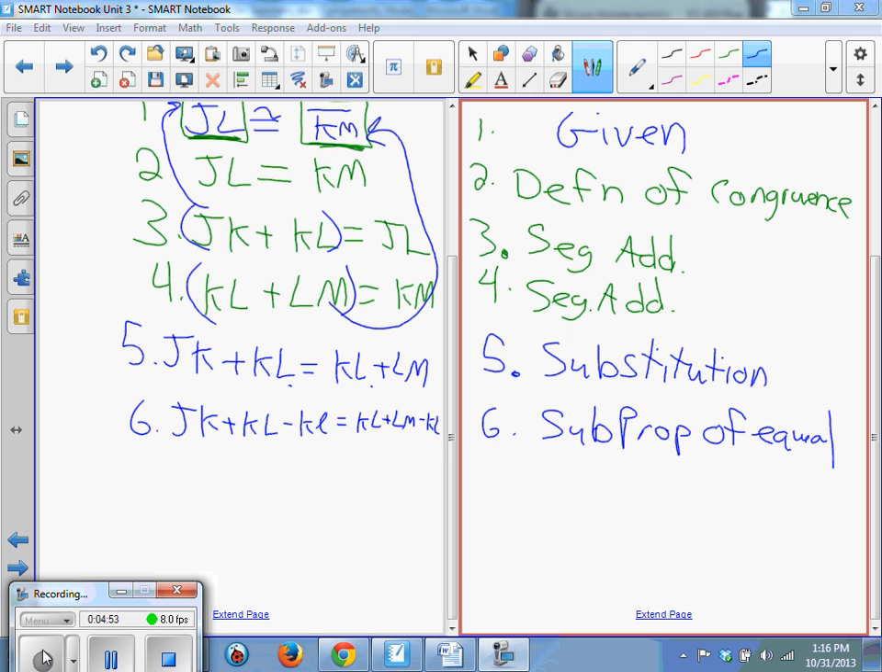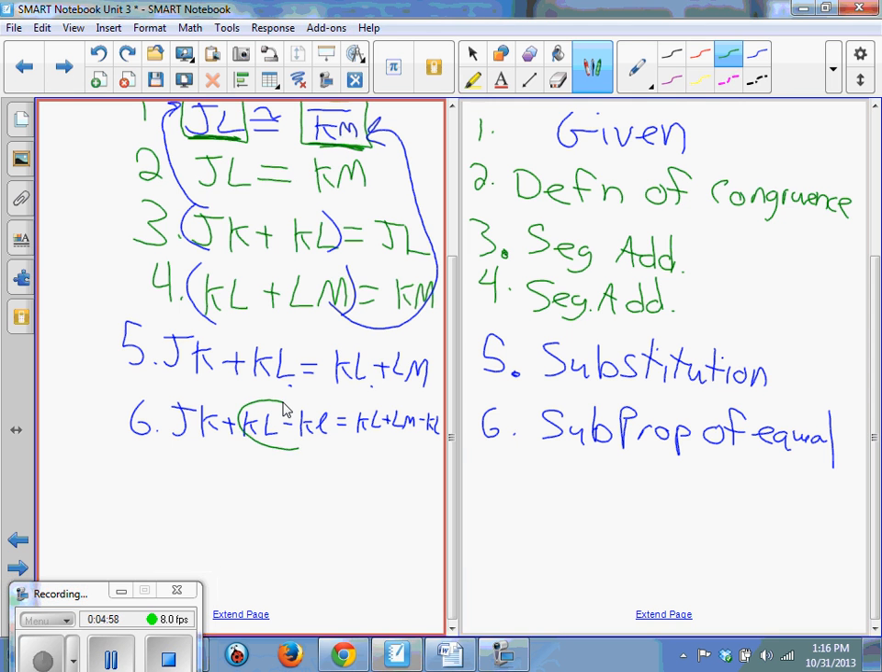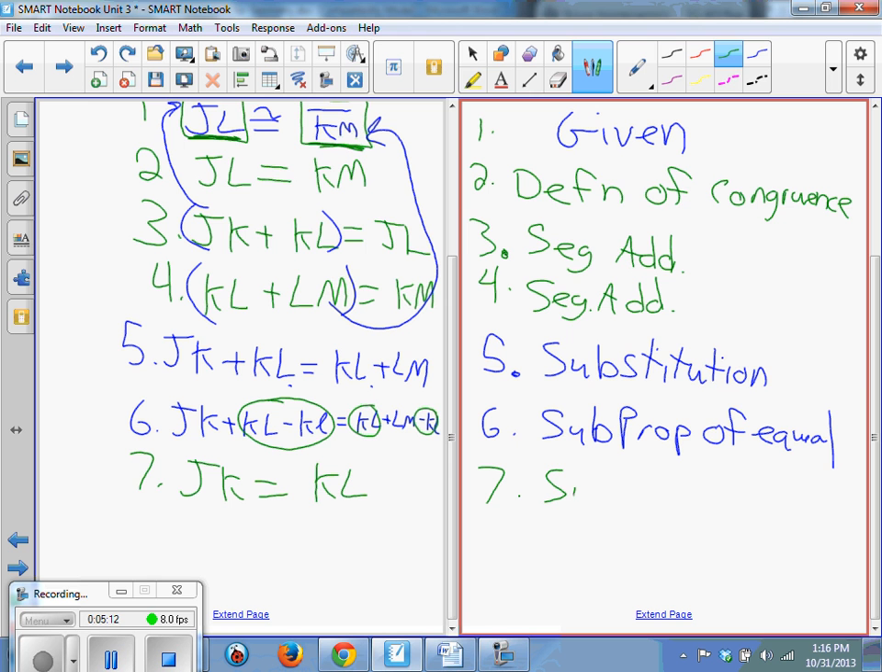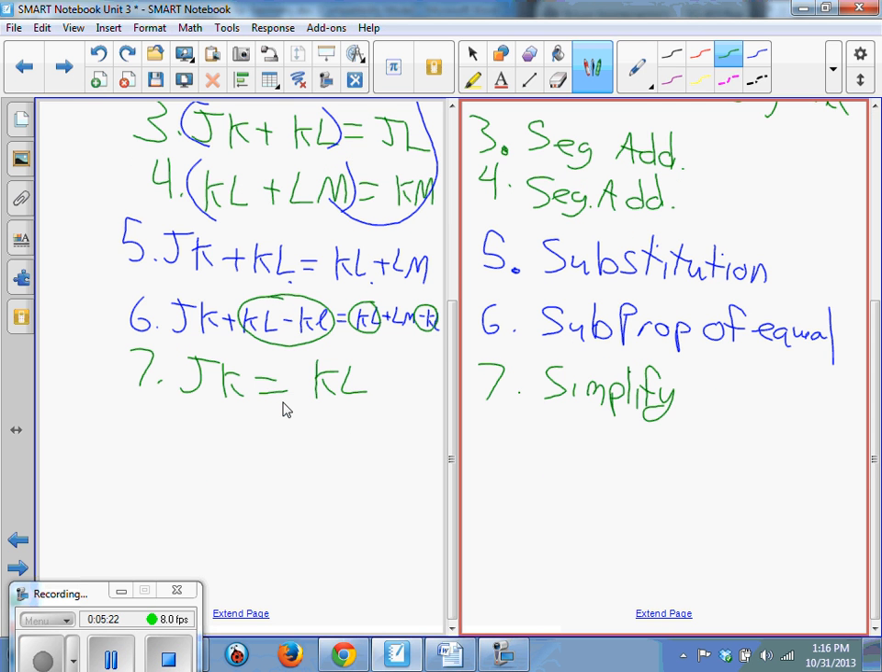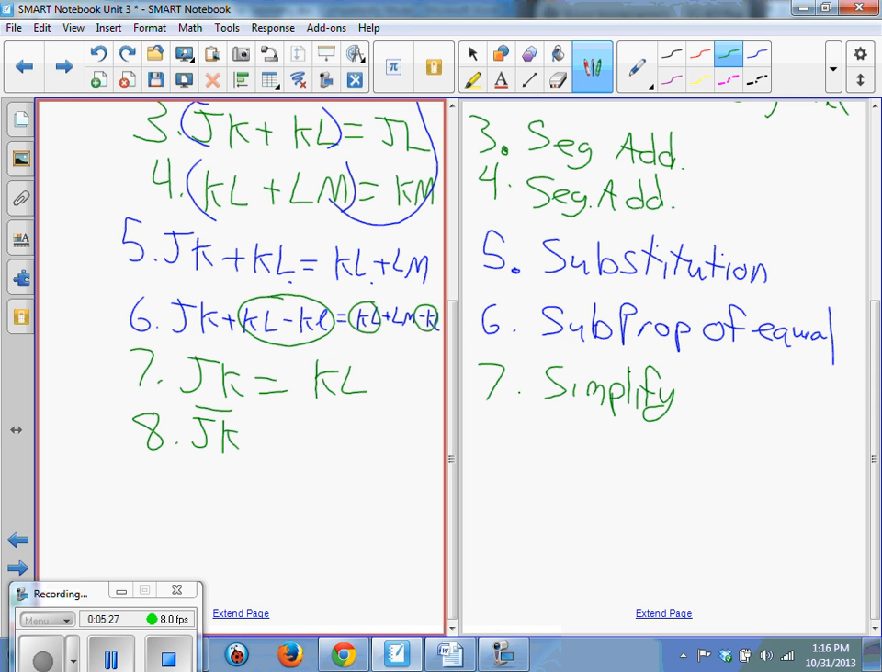From there, if you look at this, the KL will cancel, that becomes 0. KL cancels. So we are going to be left with JK equals KL, the length of those line segments. So number 7 is just simplify. And then we can go back to the congruence as well. So now we have number 8, line segment JK is congruent to line segment KL.